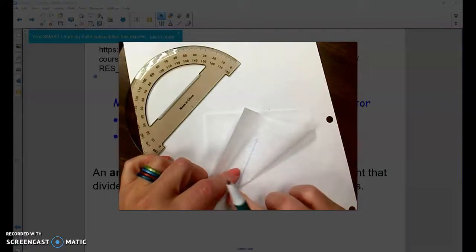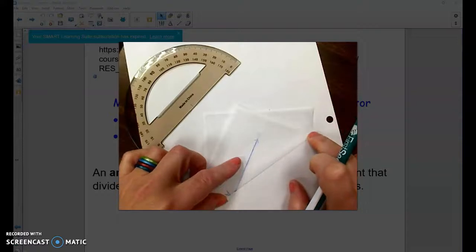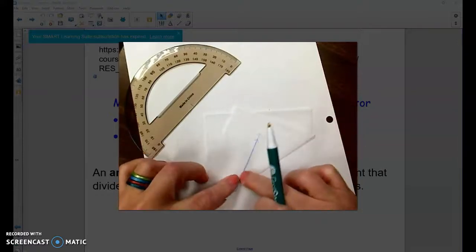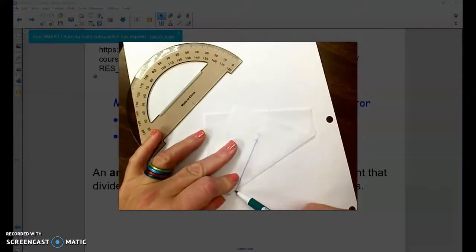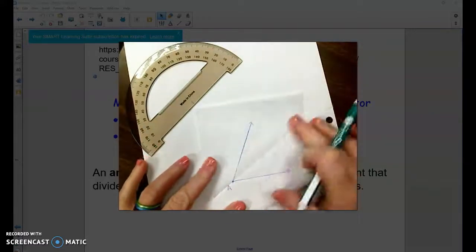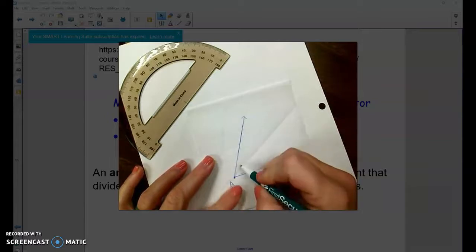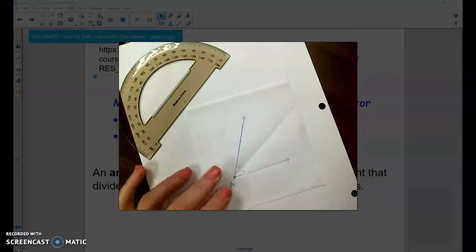And you want to make sure that your fold's going to go through your vertex. So make sure you don't crease until you have it exactly where you want it, because you get to crease one time. So I had one side on top of the other. I'm going through my vertex A. So when I open up my paper, I can see my fold goes through my vertex and divides my angle into two angles of equal measure.